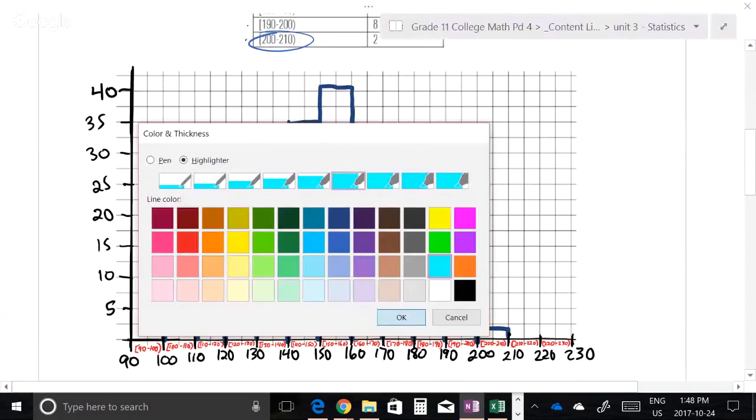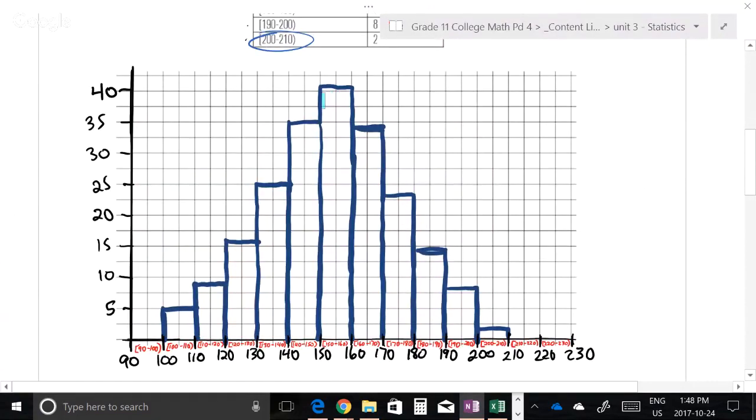Okay, so I'm going to color this in too because I can. But while I do that, let's talk. What do you notice about this graph? How would you describe it?